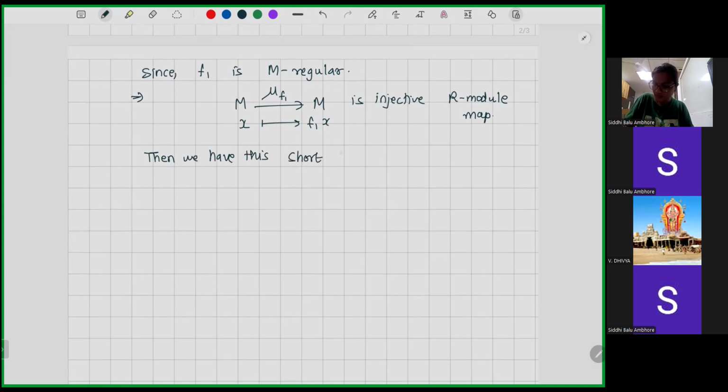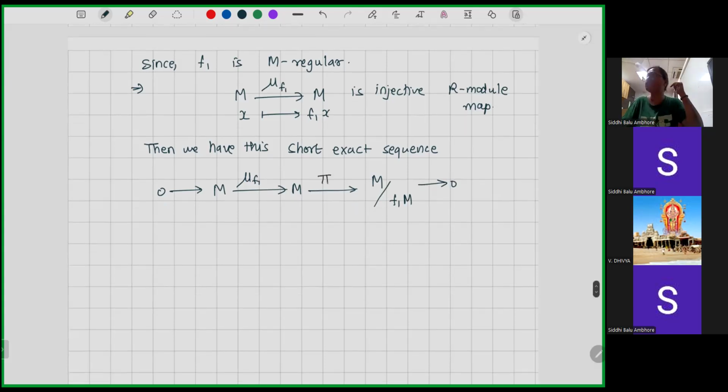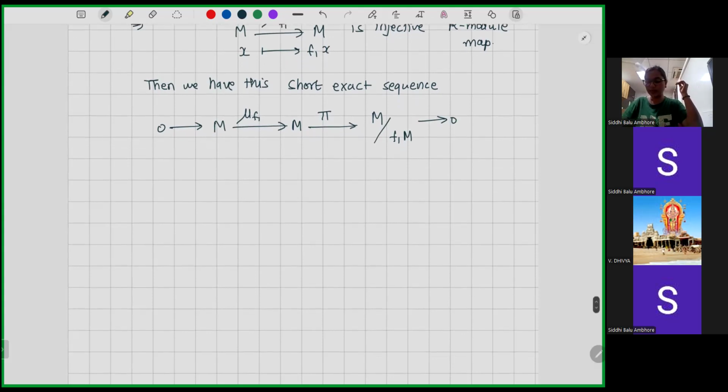Short exact sequence: 0, then this injective map, M multiplication by F1. And from here to here, I always have this surjective map to M modulo F1M. This is the normal projection pi to the quotient by F1. So this is a short exact sequence.